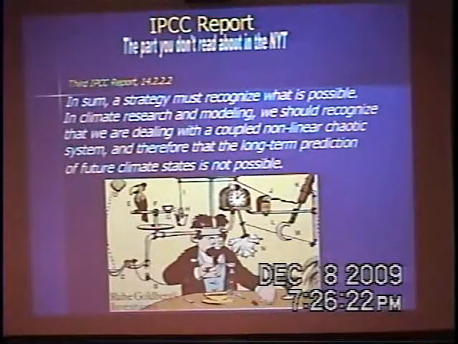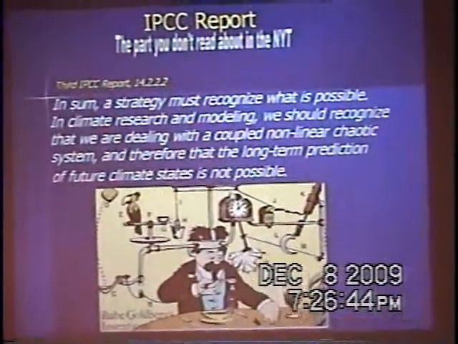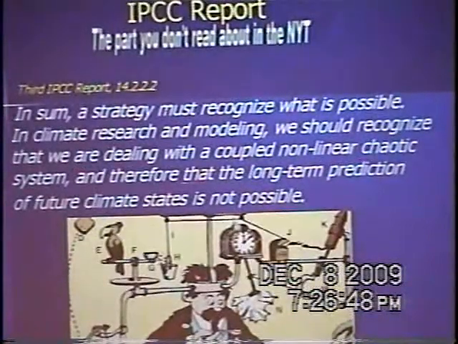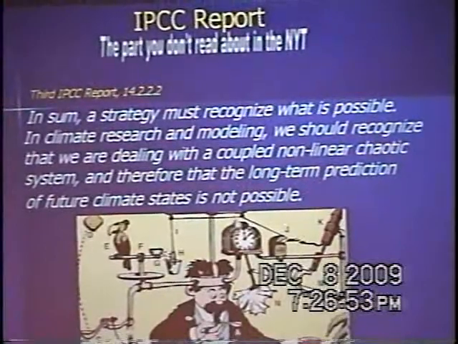So here's the IPCC report. The part that you haven't read about in the New York Times. It came out of the third IPCC report, which came out, I believe, in 1997. And it says, and this is really important to read. This is buried, by the way. This didn't make it out into the summary for policymakers, by the way, but it's buried in there. It says, in sum, a strategy must recognize what is possible. In climate research and modeling, we should recognize that we are dealing with a coupled nonlinear chaotic system, and therefore that the long-term prediction of future climate states is not possible.